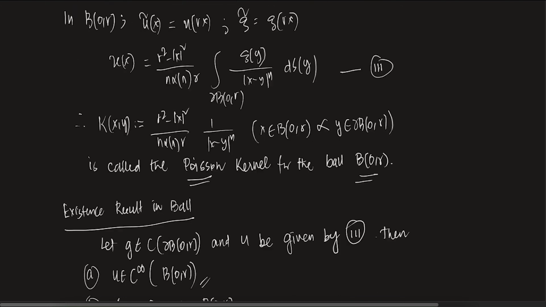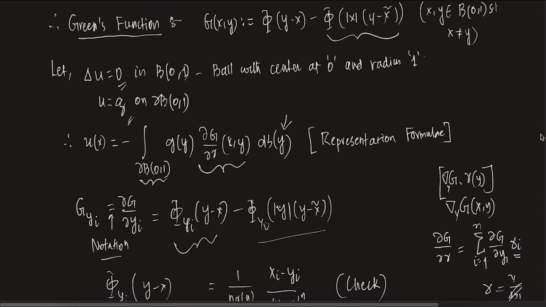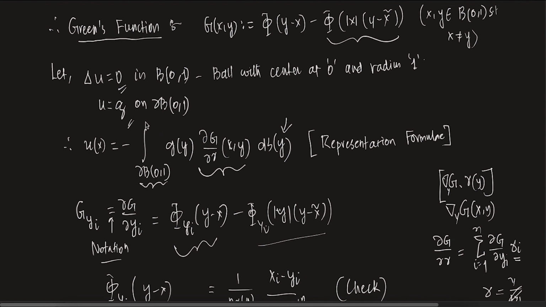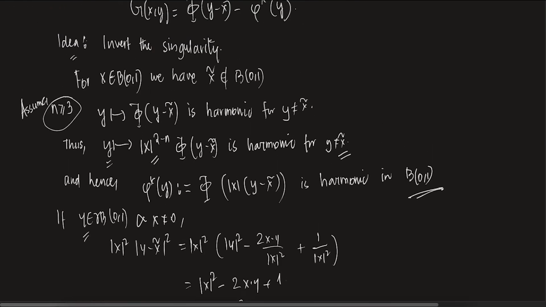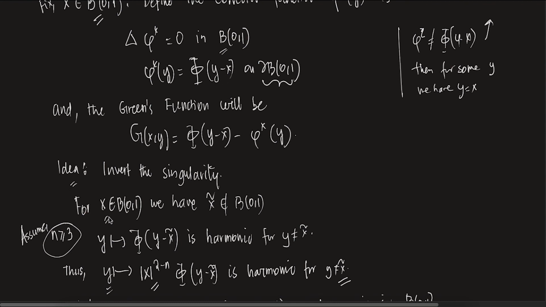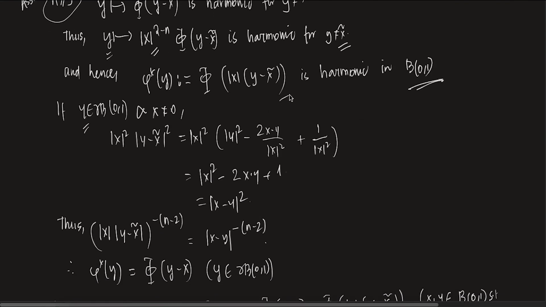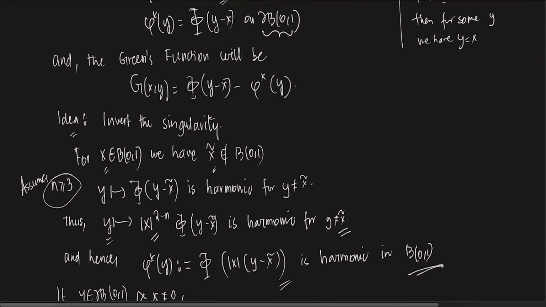So let us summarize what we did here. Once you find a Green's function, basically you have to find a corrector function. To find the corrector function in this case of a ball, we looked for the inversion of a point, x tilde. Why do we look for inversion? Because there is a singularity at x equals y. I just don't want that singularity, so we look for an inversion and made the function harmonic. Why did we multiply by mod x to the power 2 minus n? Because we had to match our corrector function on the boundary. That is why we multiplied by mod x to the power 2 minus n.